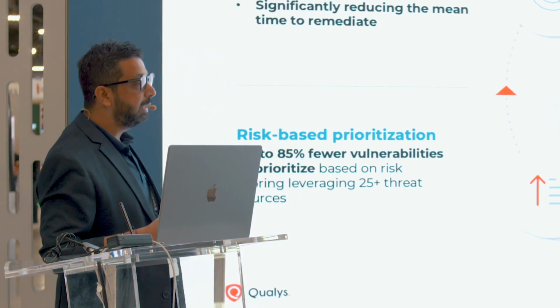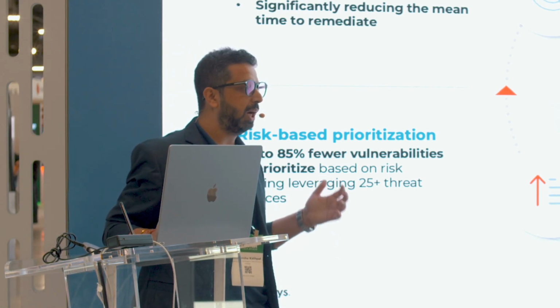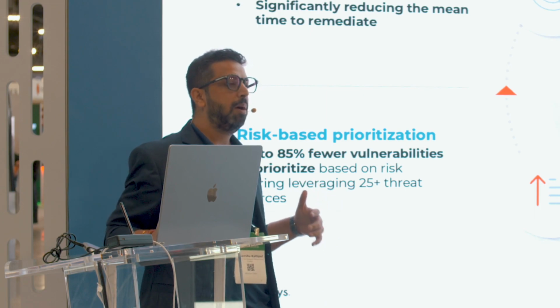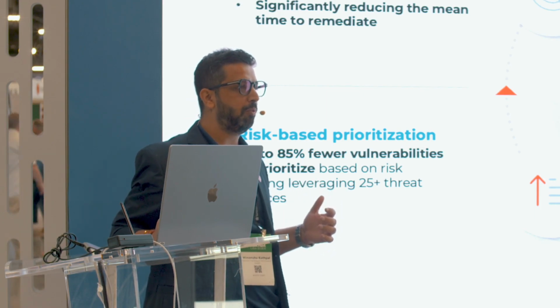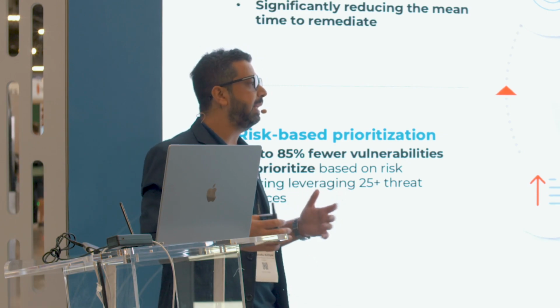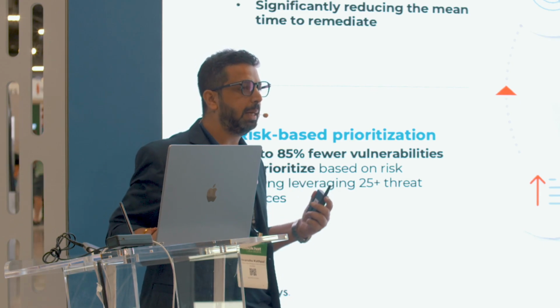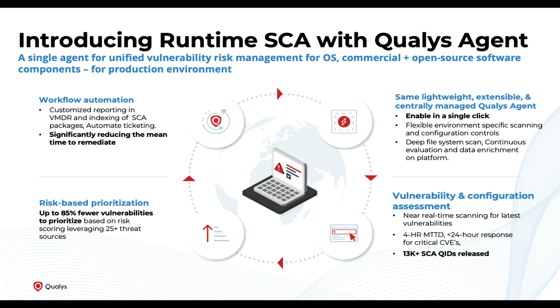Qualys has already released more than 13,000 QIDs for Go, .NET, Python, Java, Ruby, Rust, and more for these open source packages and commercial software components. Once SCA is enabled and the agent runs the scan, these QIDs will be enabled automatically and you do not need to run any manual scripts to identify the software components.